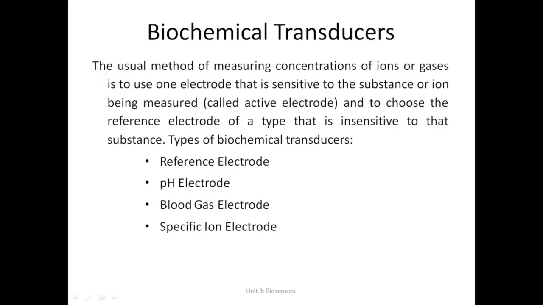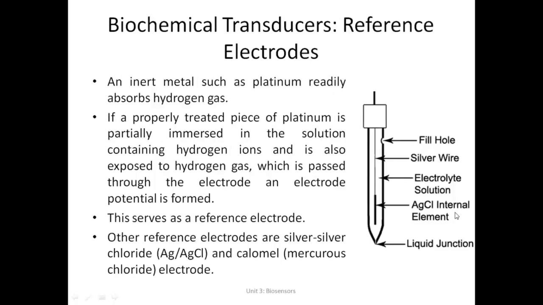So there are basically four types of biomedical transducers that we are going to talk about here: reference electrode, pH electrode, blood gas electrode, and specific ion electrode. First of all, let us see what a reference electrode is. One of the common reference electrodes that we use is the hydrogen electrode.